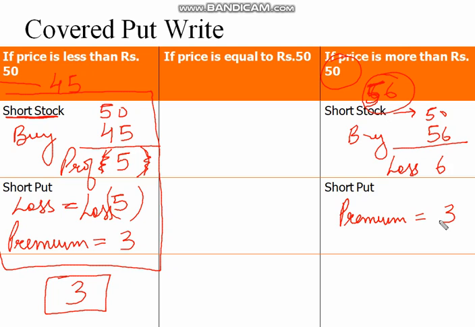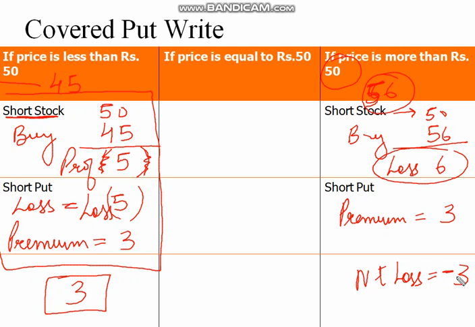Fine. So now what happens is that if you would not have taken the short put position, you would have suffered a loss of rupees 6 on your short stock position. So you are able to reduce this loss by the amount of premium. So now your net loss is equal to minus 3, right?